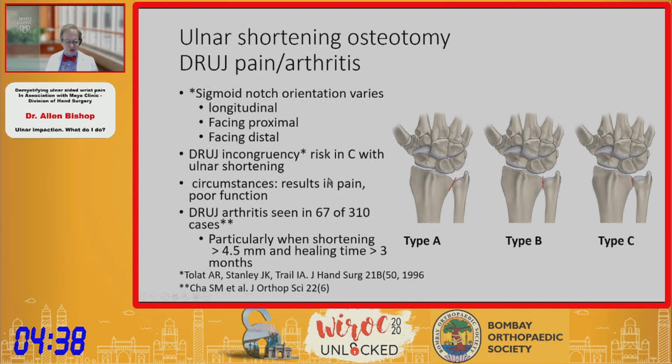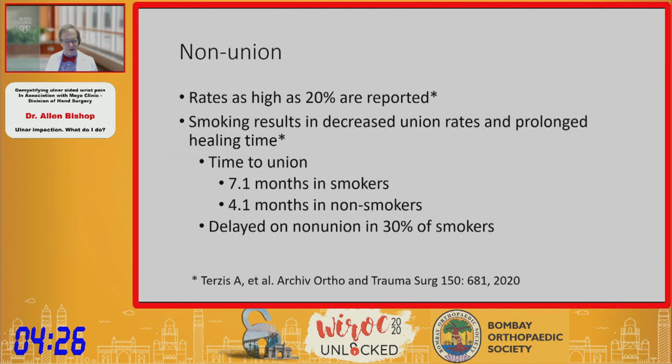And distal radial ulnar joint arthritis may occur also in shortening very large distances, or when the healing time is prolonged. Again, non-union rates may be high. Smoking definitely is a risk factor in this study from Germany. And in smokers, 7.1 months of healing time, I think, is probably unacceptably long.